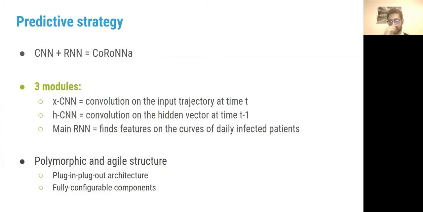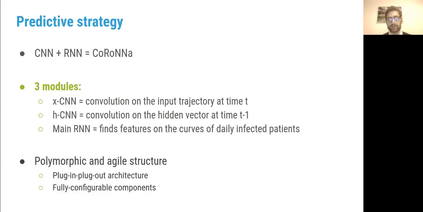The literature has not exploited the temporal and spatial dependencies of the coronavirus infection curves in conjunction. So recent research on the prediction of positive cases due to the pandemic concentrates only on temporal features. To address this gap, we propose CoRoNNa, a conjunction of CNN and RNNs, which is a predictive framework that handles a mixture of temporal and spatial characteristics of the multivariate coronavirus trajectories.